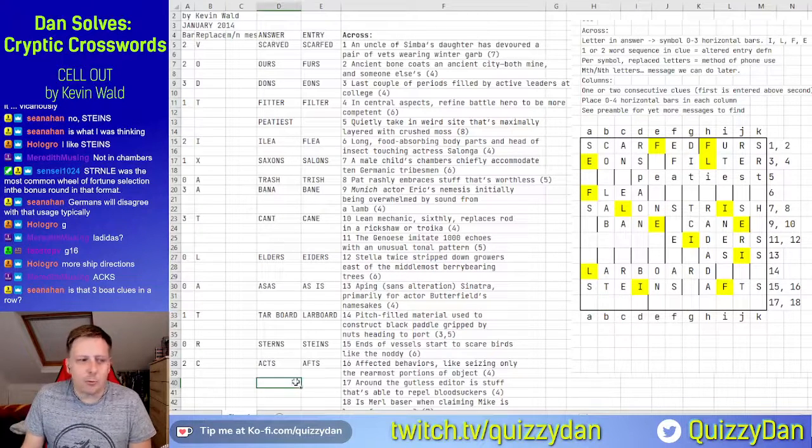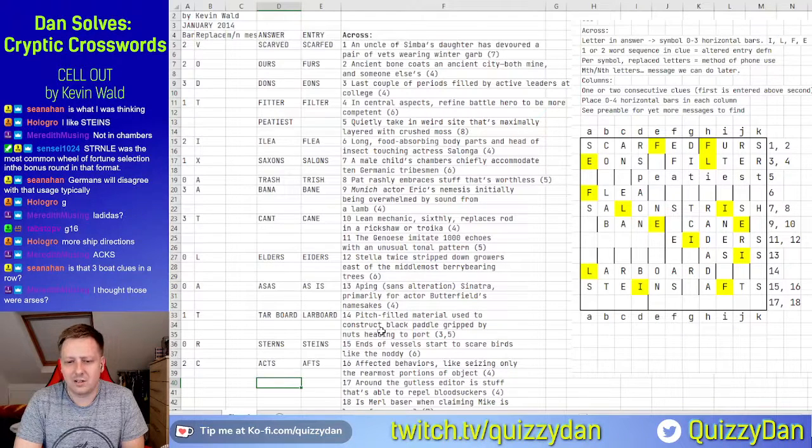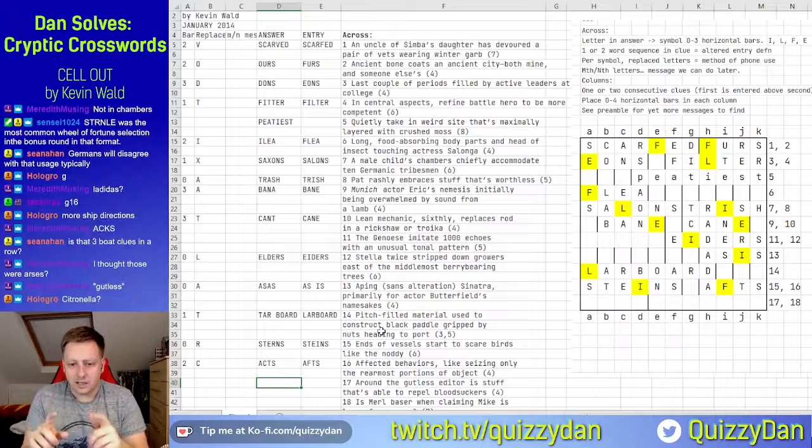17. Around the gutless editor is stuff that's able to repel bloodsuckers. Ooh, garlic or something. Around, possibly C, the gutless editor. Editor's usually ED. Stuff that's able to repel bloodsuckers. As it turns out, yes. Sure. As it turns out, yes. Around the gutless. Oh. Okay.